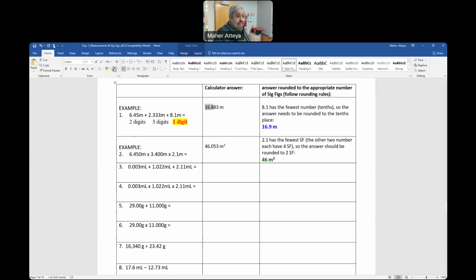So this should be my answer, correct? However, I have 8 after the 8. So it will be rounded as what? As 1. And the answer is 16.9, correct?